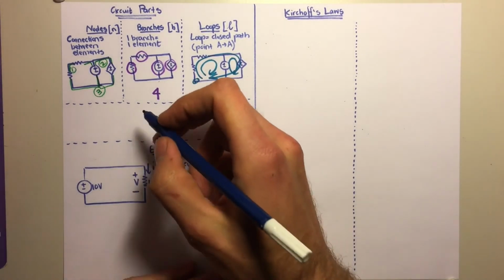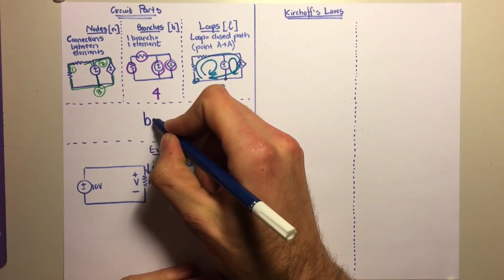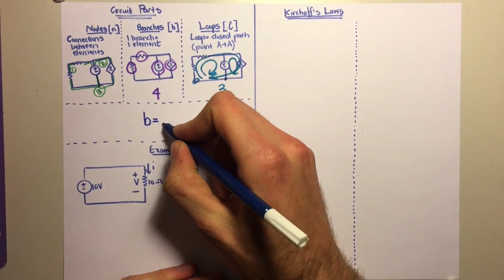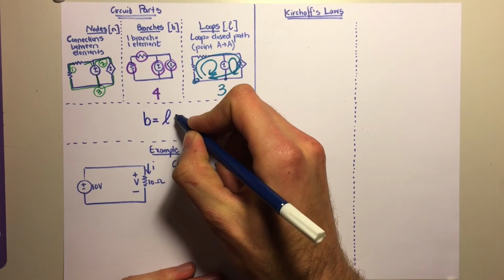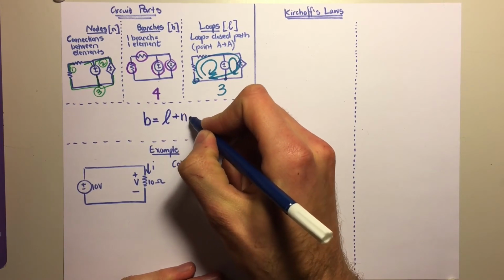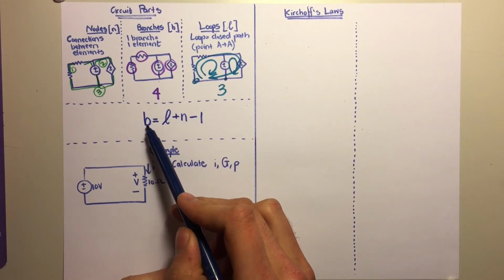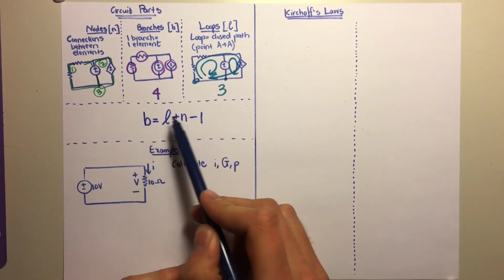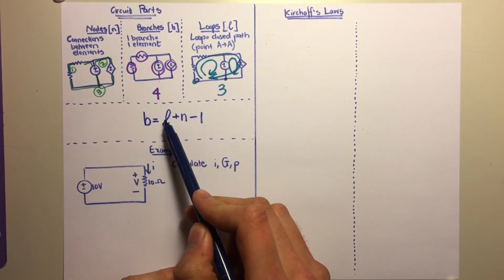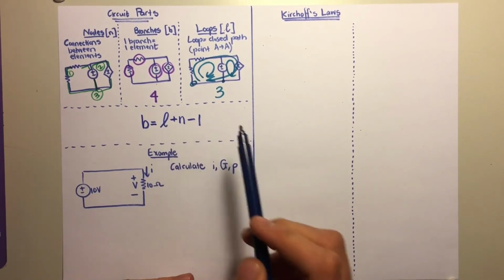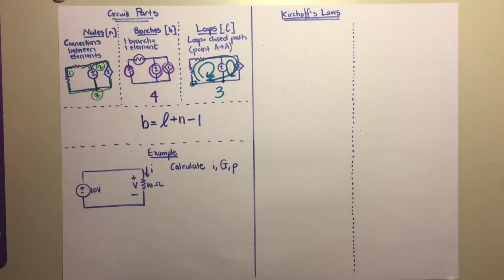Now, the formula in circuits for this is that the number of branches will be equal to the number of loops plus the number of nodes minus 1. So if you're given these two, then you can work out the number of branches. If you're given the number of branches and the number of nodes, you can work out the number of loops. Okay, so let's look at a quick example.